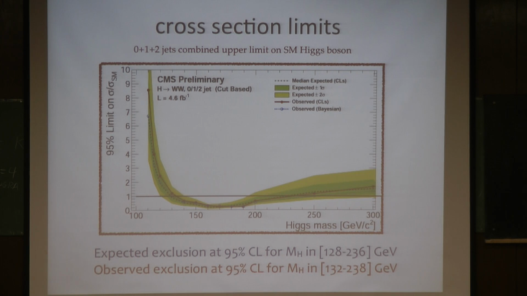Now, if we combine all the channels, the 0, the 1, and the 2 jets, for the 4.6 inverse femtobarn, this is the expected and the observed exclusion. The expected is 128 to 236, and the observed is tighter on the lower end, so 132, and about what you expected in the high end, 238. All right?